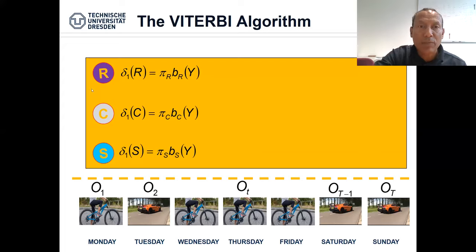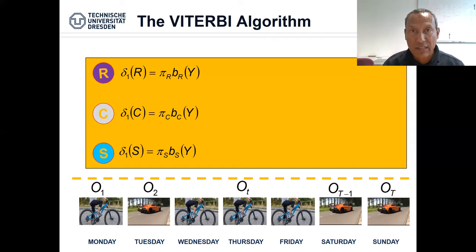So that means for R, we define a sigma 1 R. This means the score we give to R is the initial probability of R and the probability of observing cycling in R. Likewise, the score we give to C is sigma 1 C, and this is pi C times B C of Y. Now these states have got scoring.